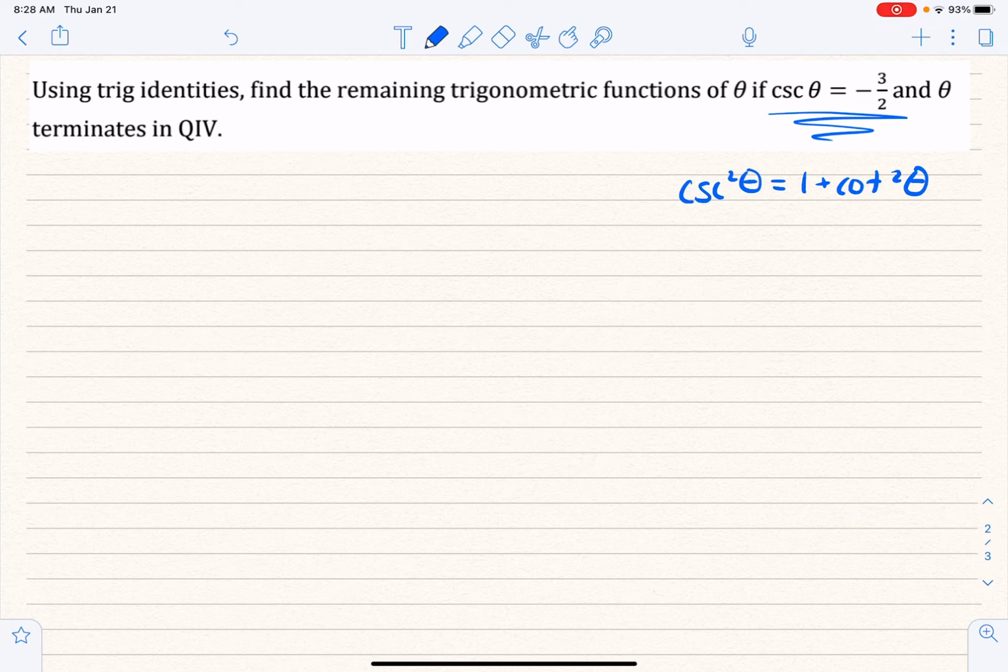Now, maybe you didn't use that. Maybe you went ahead and said, well, if that's cosecant theta, then I can get sine theta from that, and then I can get cosine theta, and then get everything else. I'm going to show it this way, okay?